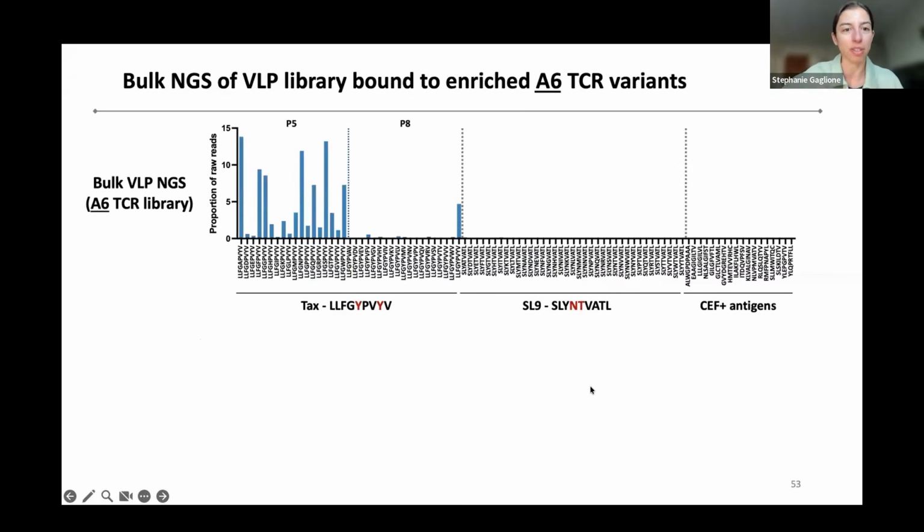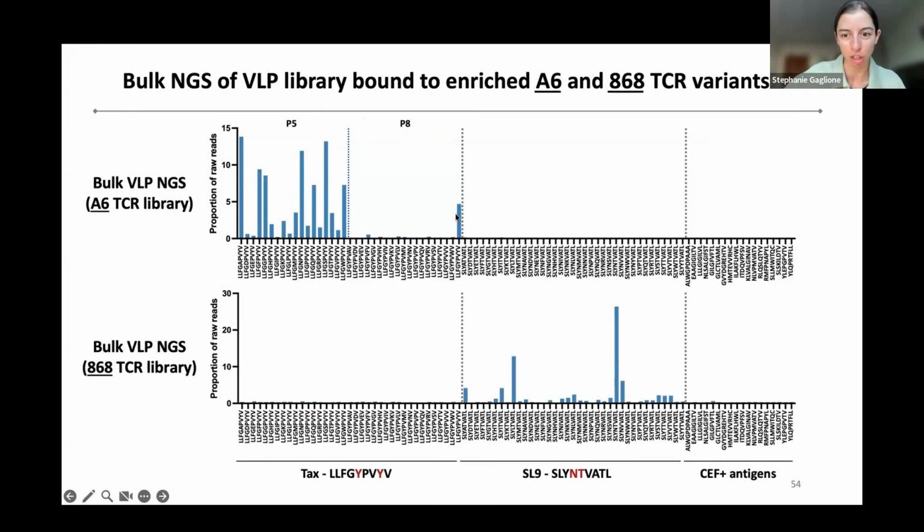And just to show what the bulk data looked like, here, same process. The x-axis is the composition of our library. The y-axis is just the frequency of the reads, the proportion of reads. Here we have the wild-type tax peptide. What you can see at the bulk level of the VLP library is that mutations at position 8 are not tolerated very well in the tax peptide as far as it impacts binding across variants, even mutagenizing those positions completely. We're not going to show much of the data today, but we did the same thing for SL9 and the 868 TCR.